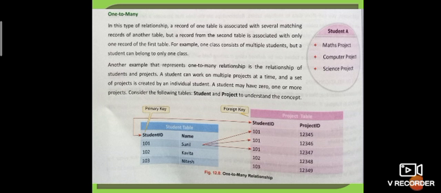ओके, क्लास के अंदर तो बहुत सारे सेक्शंस होते हैं. सेक्शन जैसे 10th A1, 10th A2, 10th A3, 10th A4, लेकिन स्टूडेंट की तो एक पर्टिकुलर क्लास ही होगी, उसकी तो 10th A1 ही क्लास है ना एक स्टूडेंट की. Another example that represents one to many relationship is the relationship of student and project.